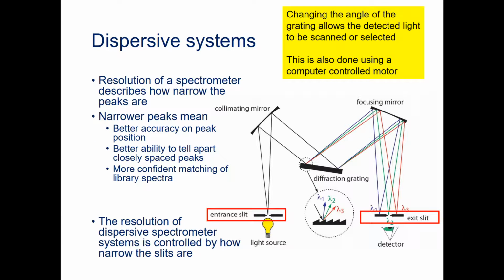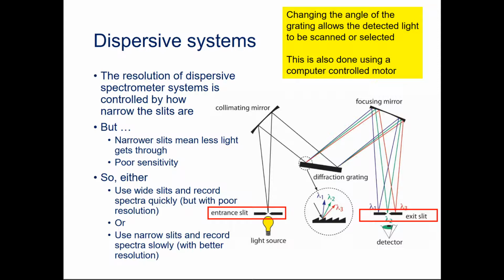The resolution of a spectrometer describes how narrow the peaks are. Narrower peaks mean better accuracy on peak position, better ability to tell apart closely spaced peaks, and more confident matching of library spectra. However, narrower slits means less light gets through, which results in poor sensitivity.